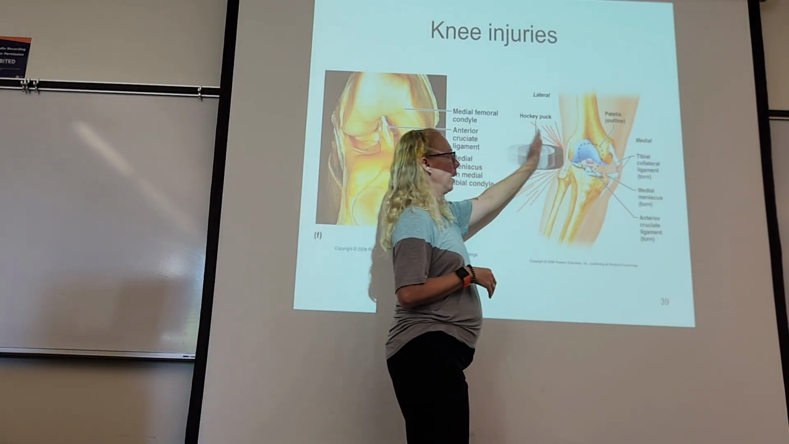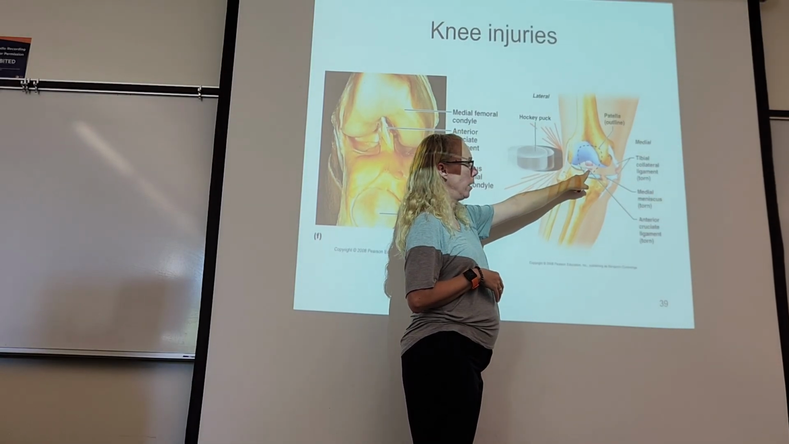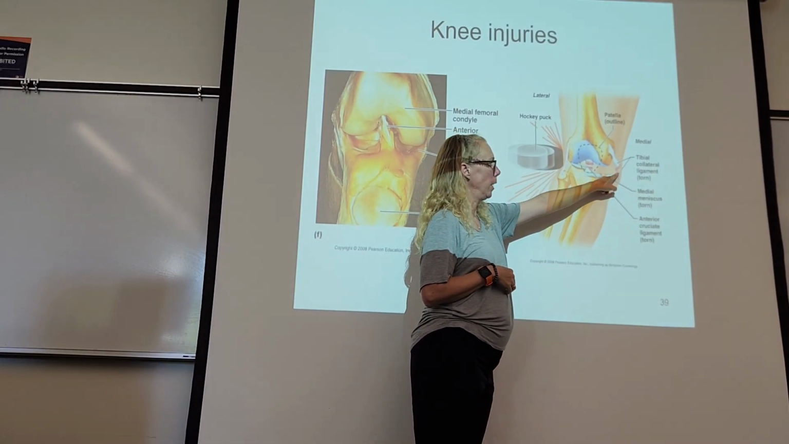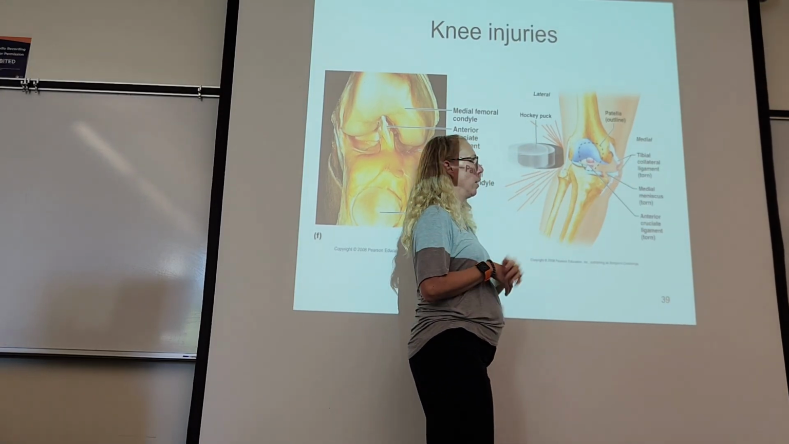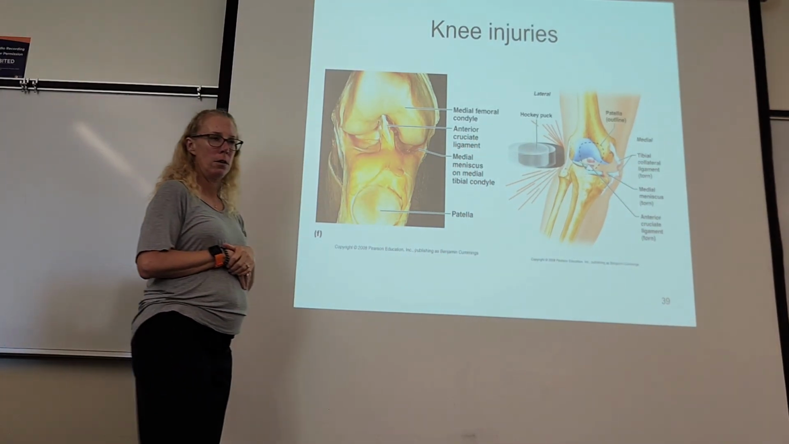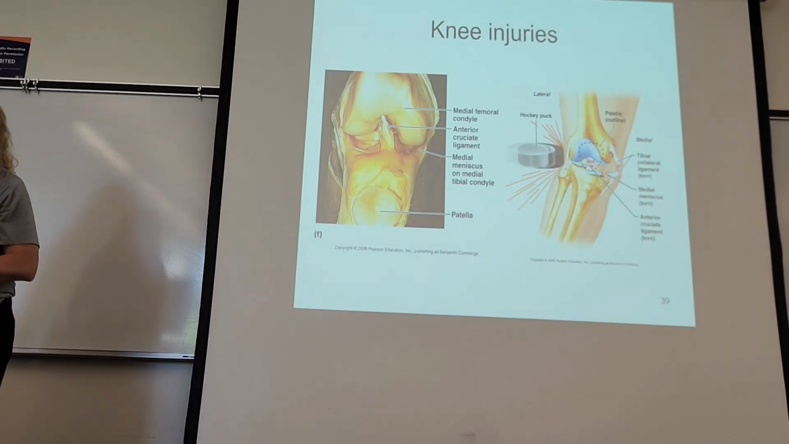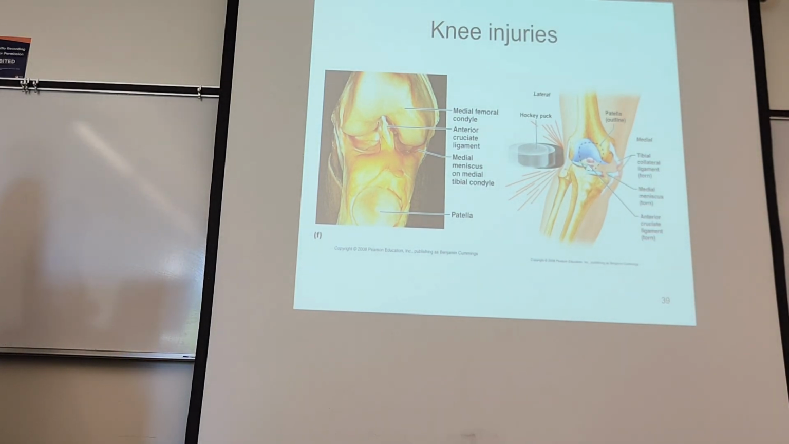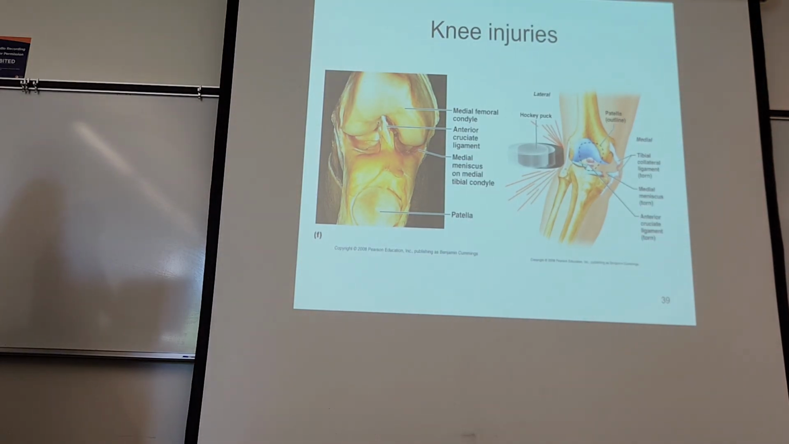So if somebody tackles you on the outside of your knee, you're going to tear your ACL, you're going to tear your medial collateral ligament or tibial collateral ligament, and you're going to tear your medial meniscus. So that's why they call it an unhappy triad, and you are out for the season. Very, very common injury.